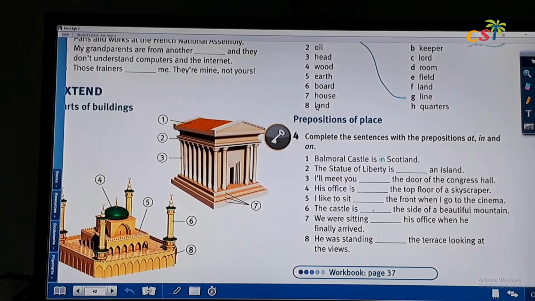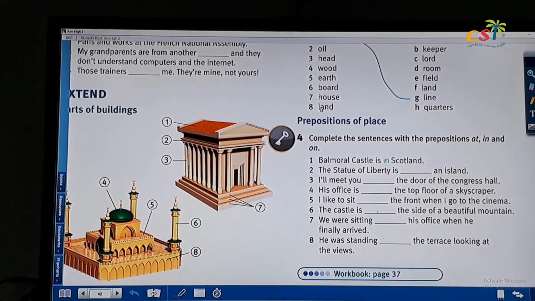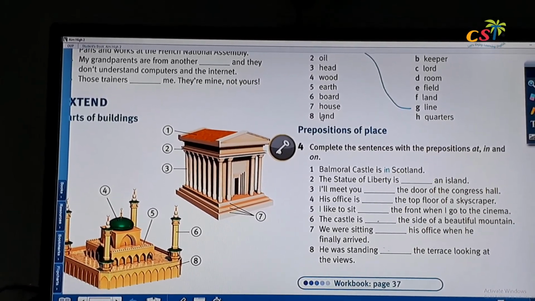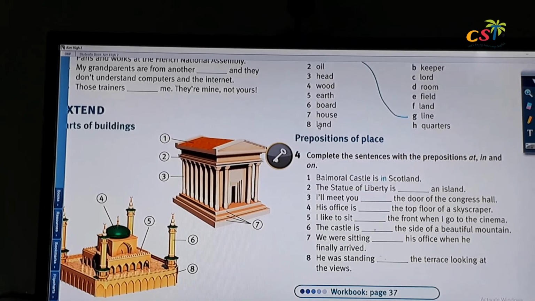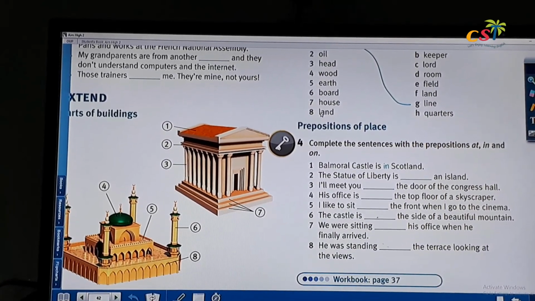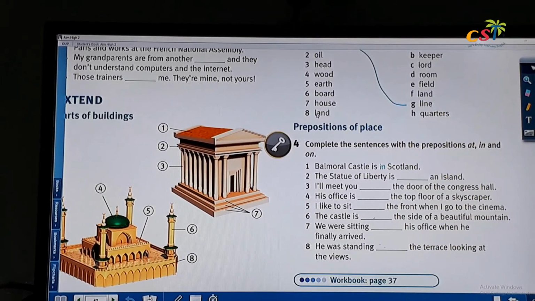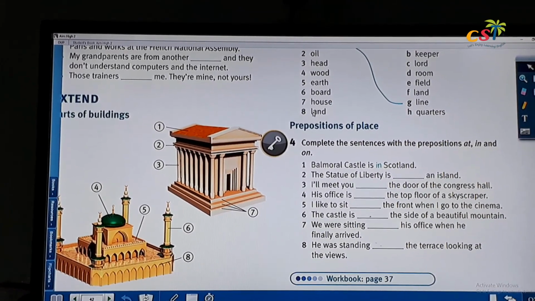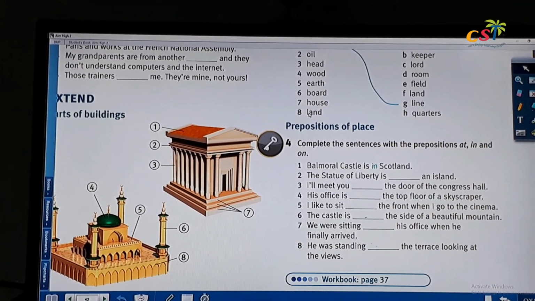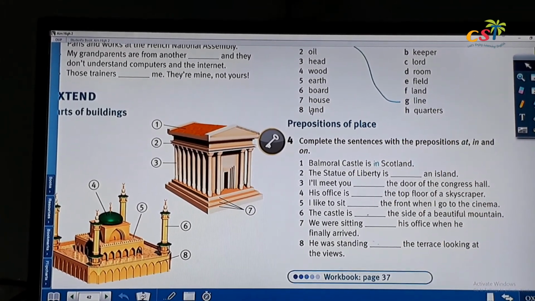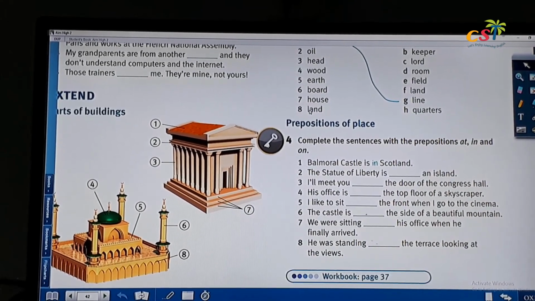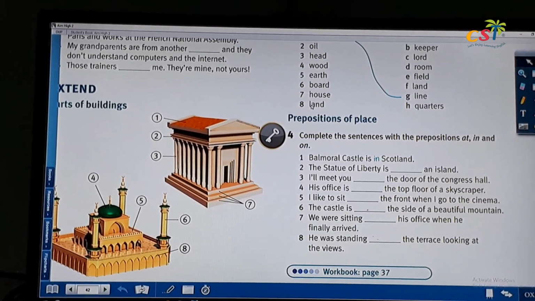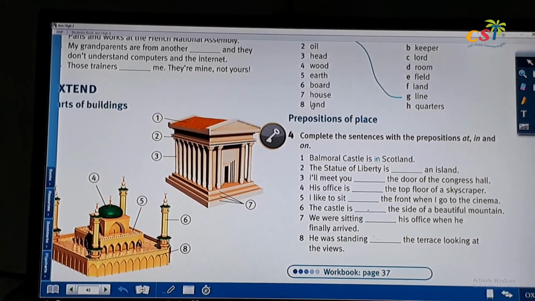Okay, at the front. Number 6, the castle is castle. It must be on something, right? Okay, that's why the castle is on the side of a beautiful mountain. Well done. 7, we were sitting in his office. Okay. Number 8. He was standing. Of course, we stand on something, right? On the terrace. Okay, looking at the views.